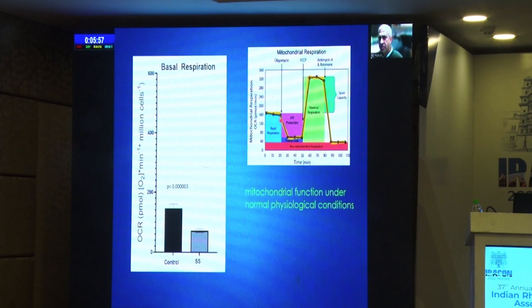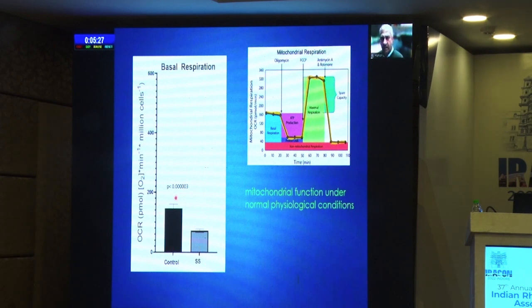The machine measures the basal respiration, 3 readings, then injects oligomycin. Then after 3 readings, it injects FCCP and measures the maximal respiration for 3 readings, and then the machine injects antimycin and brings down the whole respiration process. This slide shows the basal respiration in the T cells of Sjogren's syndrome and control subjects.